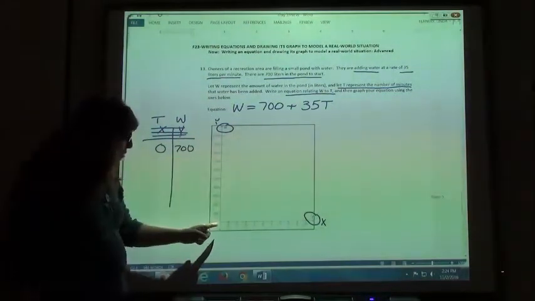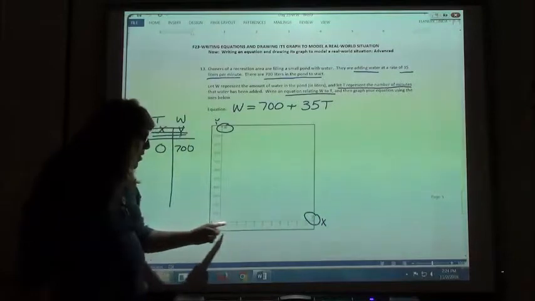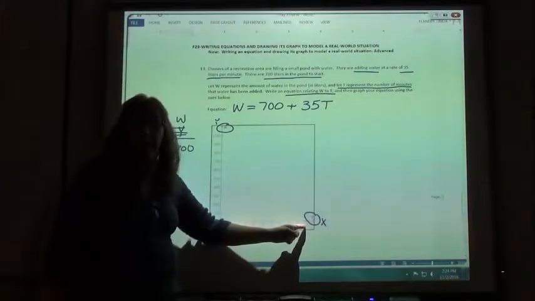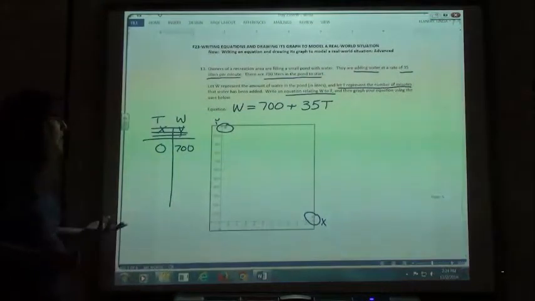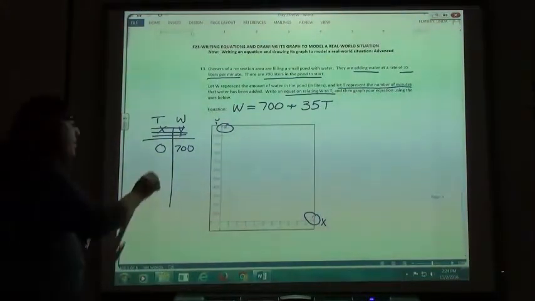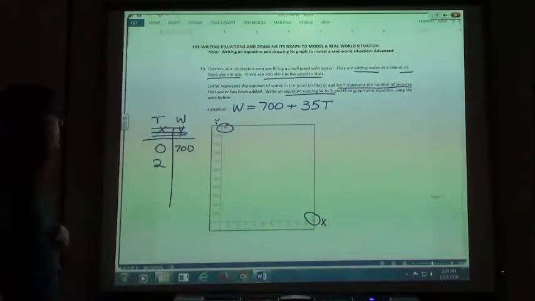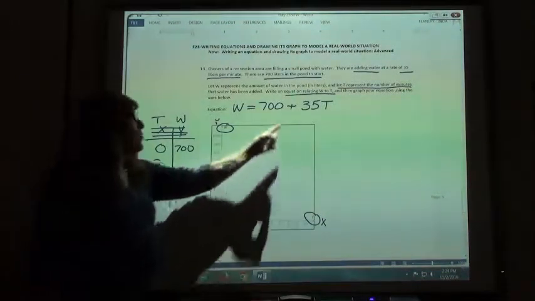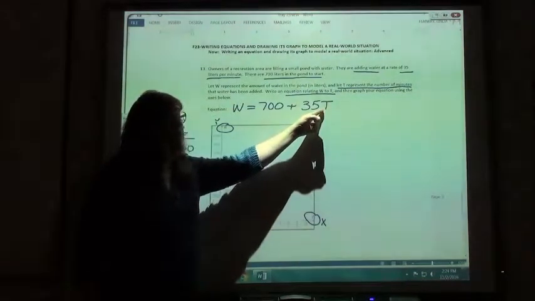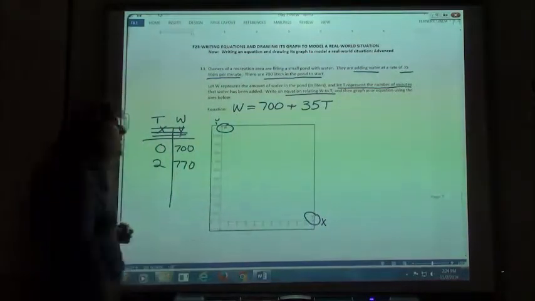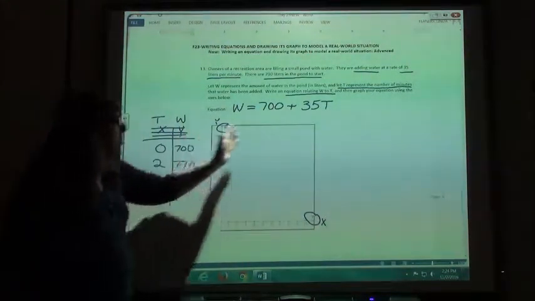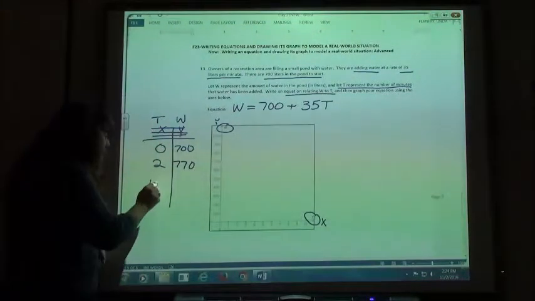Then when I pick my other numbers, if I look at my graph, I know I don't want to go any bigger than 10 because my graph only goes up to 10. I want to pick nice, easy numbers to work with. We already talked about 2 a little bit. I'm going to throw a 2 in there. 35 times 2 would be 70. Plus my 700 would be 770. Just to spread my graph out a little bit, maybe I'm going to use the 10.